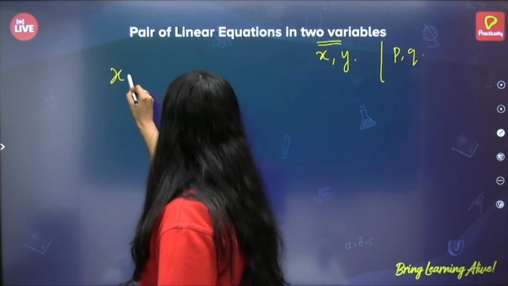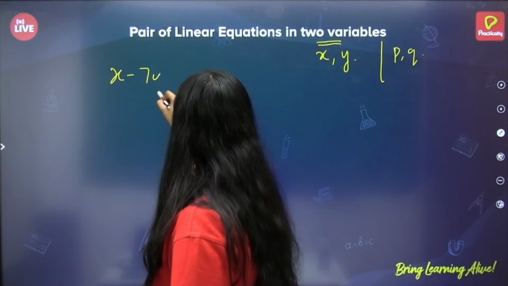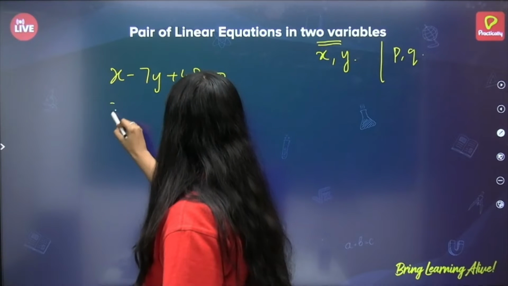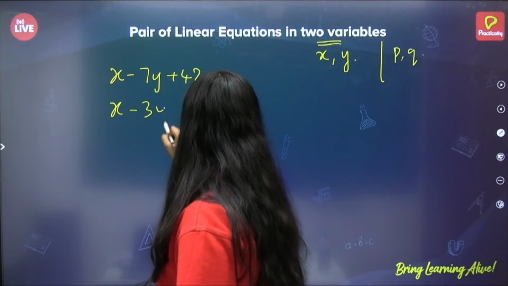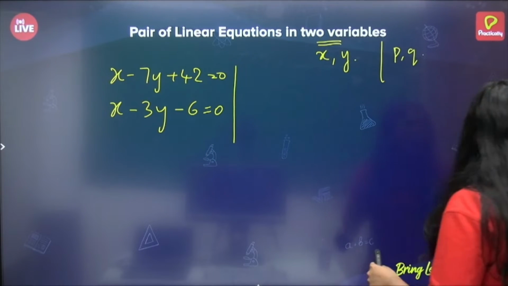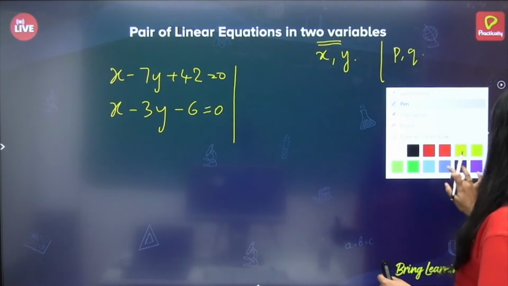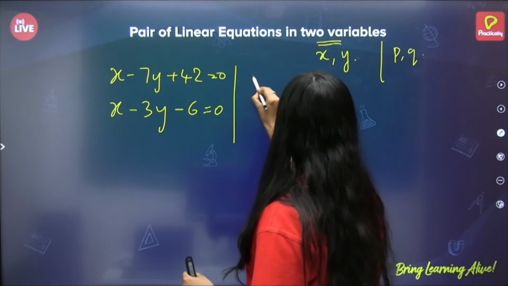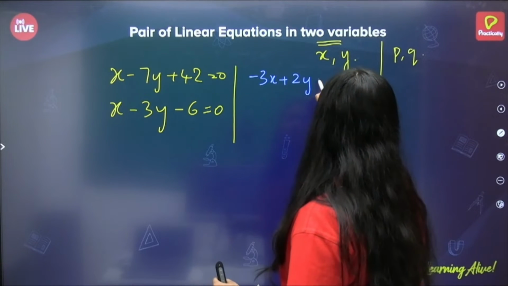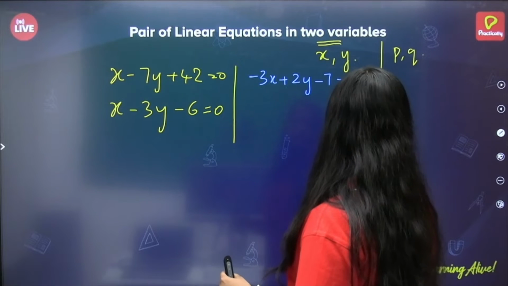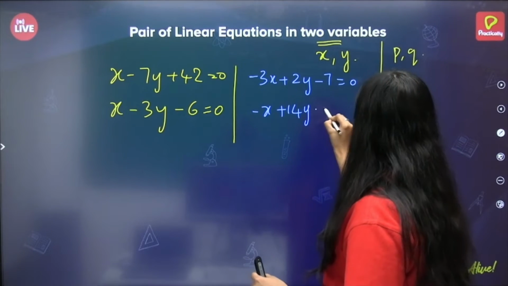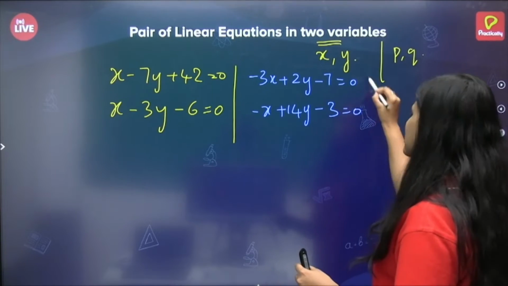So, my first example is x minus 7y plus 42 equals 0. Next is x minus 3y minus 6 is equal to 0. This is my one pair. You can frame any number of equations, correct? So, let us do minus 3x plus 2y minus 7 is equal to 0, and minus x plus 14y minus 3 equals 0. So, this is another example.